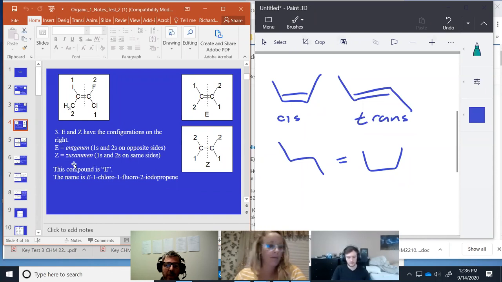Now, you're not ever going to have to name these, at least not now anyway, not in this course, but you will be expected to be able to tell the difference between E and Z when given a compound. So this particular compound that we've got here is E, and if we were to name it, it'd be E-1-chloro-1-fluoro-2-iodopropene. The ene here is for the double bond.